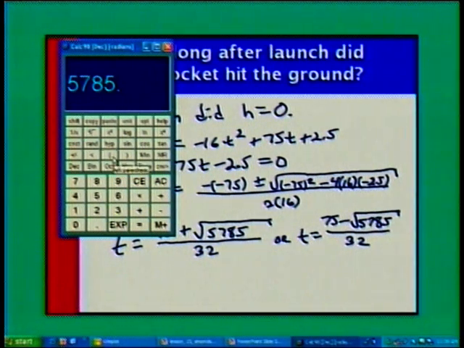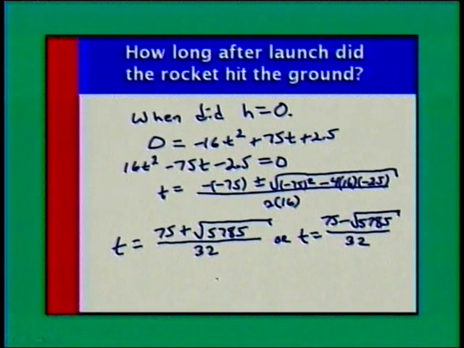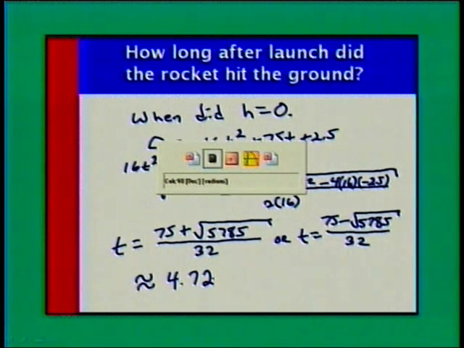So in the numerator of the first expression, I have 75 plus the square root of 5785, done with the numerator, divide by 32, and we get about 4.72, using the squiggly equal signs to indicate that this is an approximation. How about my second solution?